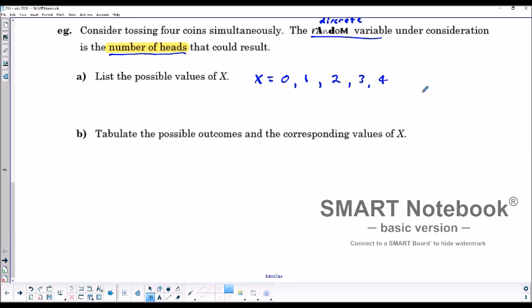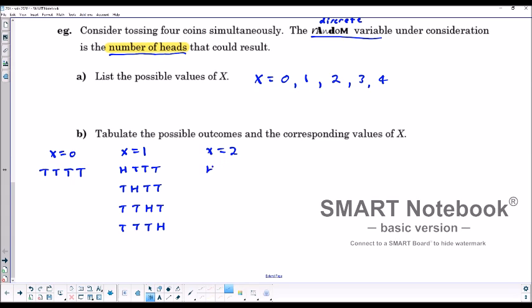If we want to tabulate the possible outcomes and corresponding values of x, then this is a little bit longer job. So when x equals zero, that's the number of heads, remember, then the four coins would turn out to be tail, tail, tail, tail. When x equals one, that's the number of heads. So we could have head, tail, tail, tail, or it could be tail, head, tail, tail. It could be tail, tail, head, tail, or it could be tail, tail, tail, head. Okay, so when x equals one, those are the four possible outcomes that we could have when we toss the four coins.